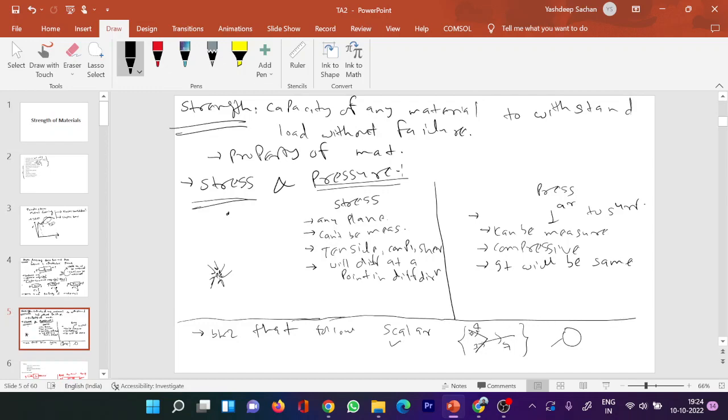Sir, is the sentence he just said correct: without strain, stress cannot happen? We will see in thermal stress. Generally it will not happen, but in exceptional cases it will happen. Okay, generally it will not happen.